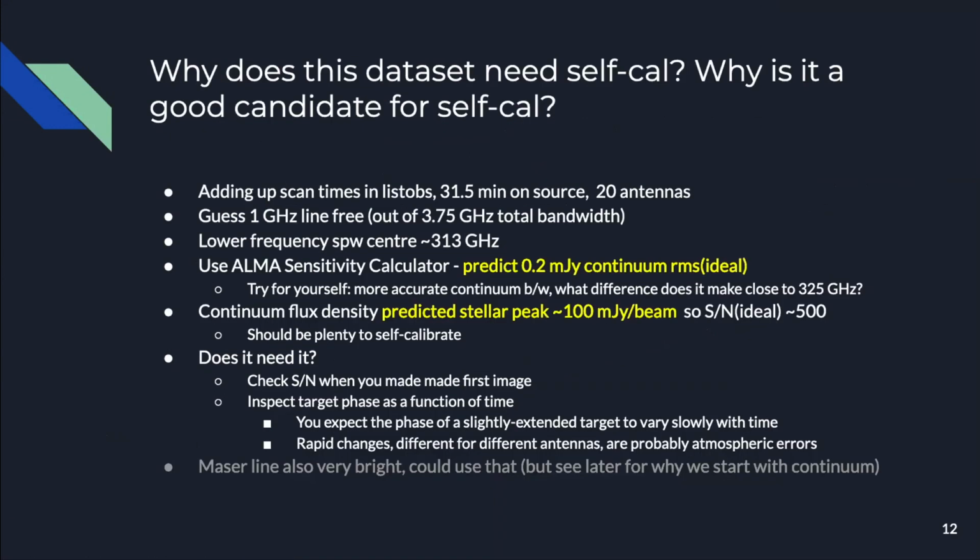Why does this dataset need some self-calibration? This was taken in 2013 in science verification times in order to test long baselines. Long baselines are a challenge actually when you want to calibrate the phases, and that is already a good reason why we want to try self-calibration with this dataset.